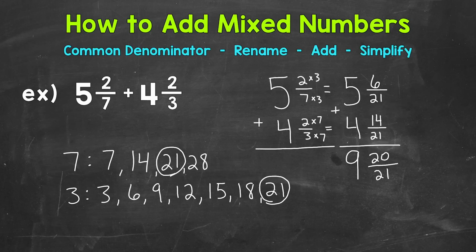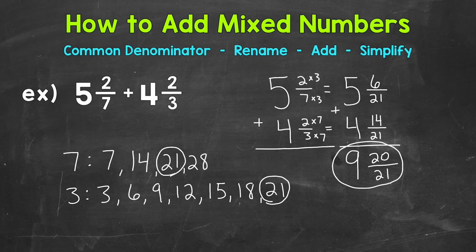Always check to see if you can simplify the fractional part of a mixed number. Well, 20/21 is in simplest form. The only common factor between 20 and 21 is 1. So we are done. And our final answer is 9 and 20/21.